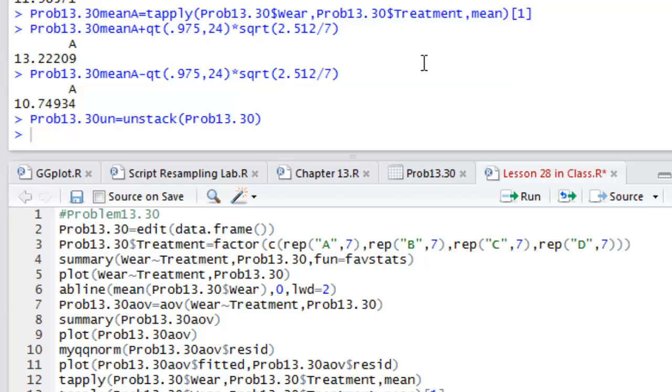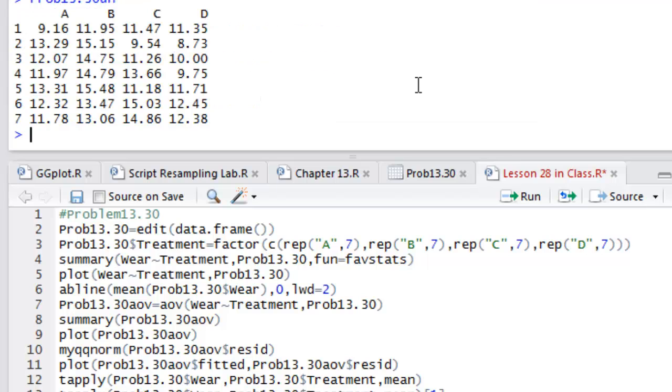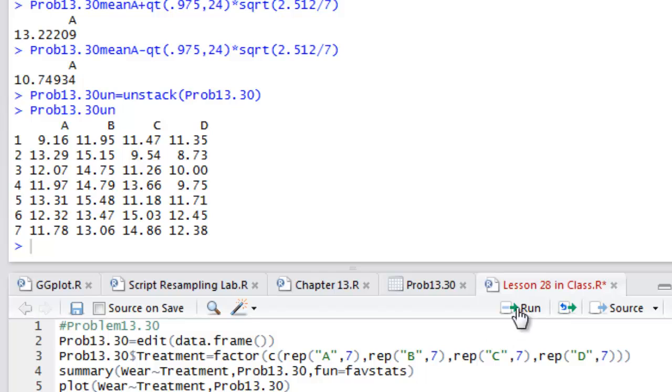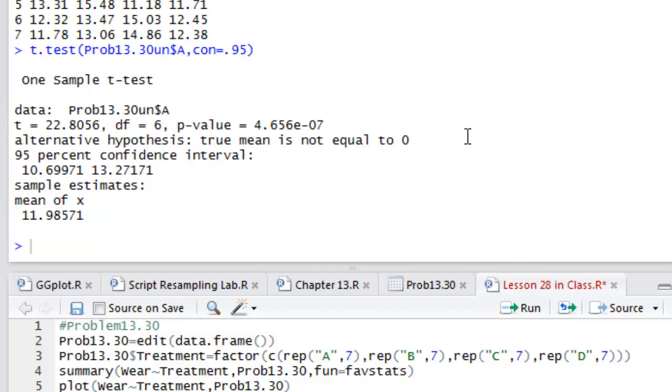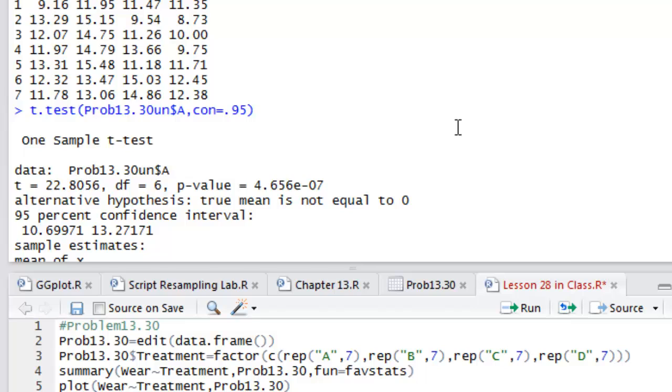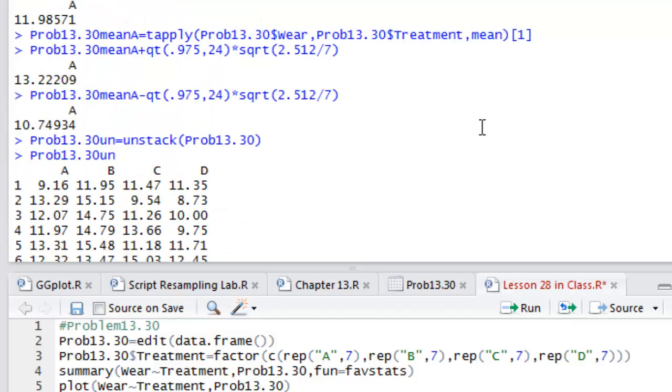I'm going to unstack my data to run it through t-test. So prob 13.30 un is my unstacked data. I want to see that, so I can type the command in so we can see. There it is. And then I'm going to run t-test on column A. And here you can see the confidence interval. It's just a little bit wider, 10.7 to 13.3, whereas before we went from 10.75 to 13.2. And that's the lesson that we did in class on ANOVA and confidence intervals.